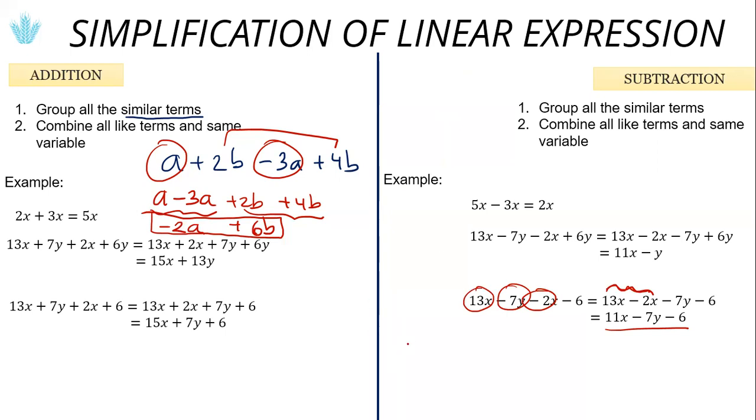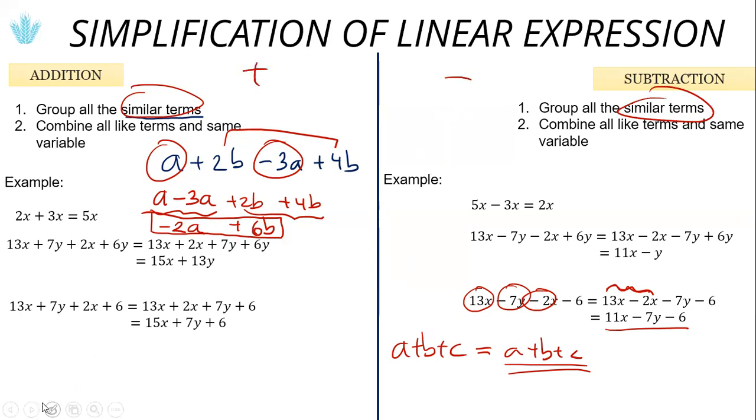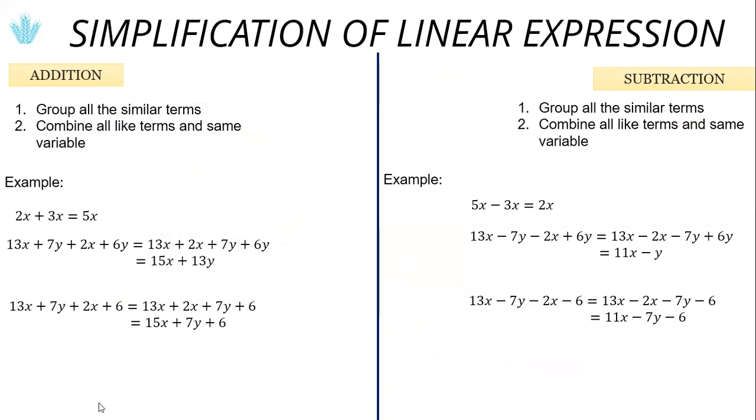So how about if I have a plus b plus c? Everything is different. Just leave it, a plus b plus c. Done. You don't need to do anything to it. You cannot do anything with this. We don't have the similar terms. See, the similar terms are the ones that can be added or subtracted. Only add or subtract, not for multiplication and division. They do a different part.